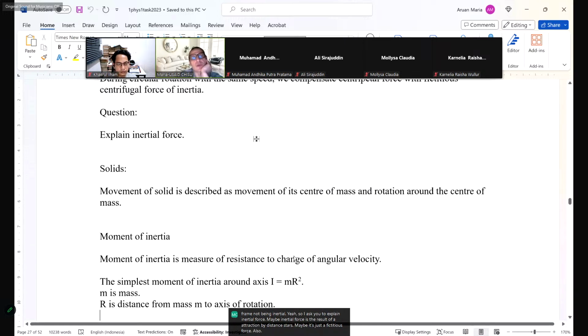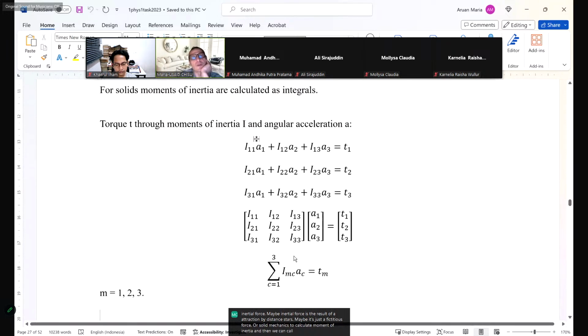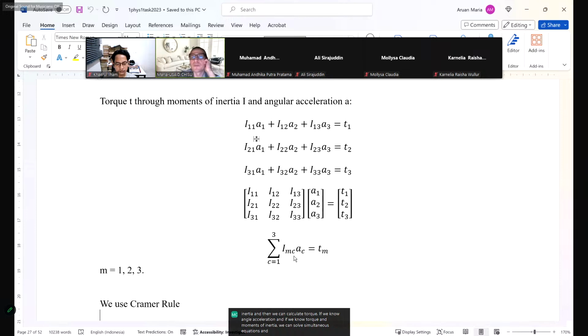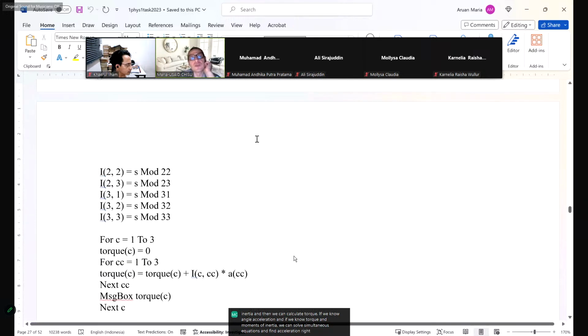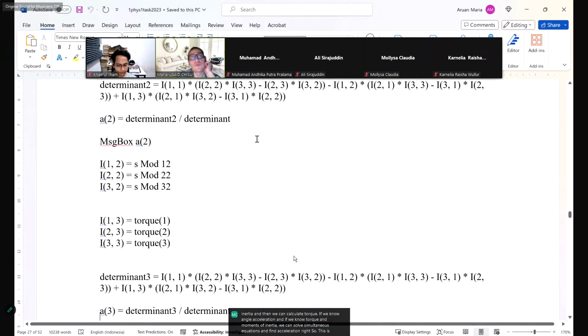For solid mechanics, we calculate moment of inertia, and then we can calculate torque if we know angular acceleration. If we know torque and moments of inertia, we can solve simultaneous equations and find acceleration, right? So this is the code.